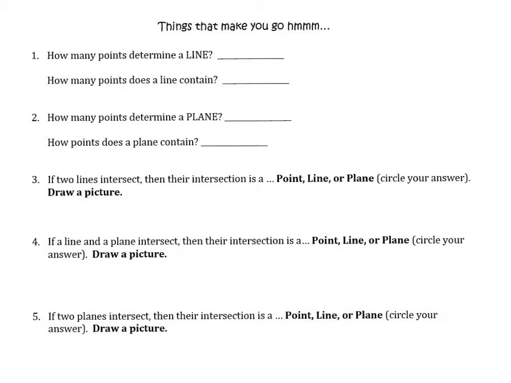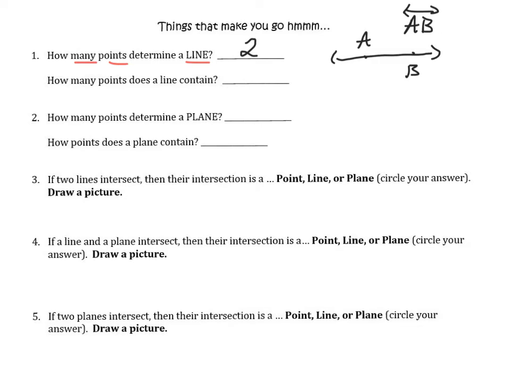So let's try to figure out some more about these undefined terms. First question, how many points determine a line? Well, if you remember how we named our lines, so this is what we had on the previous slide. So we have line AB, and those points made up the name of the line. Okay, so in this case, it's going to take 2 points to determine my line.